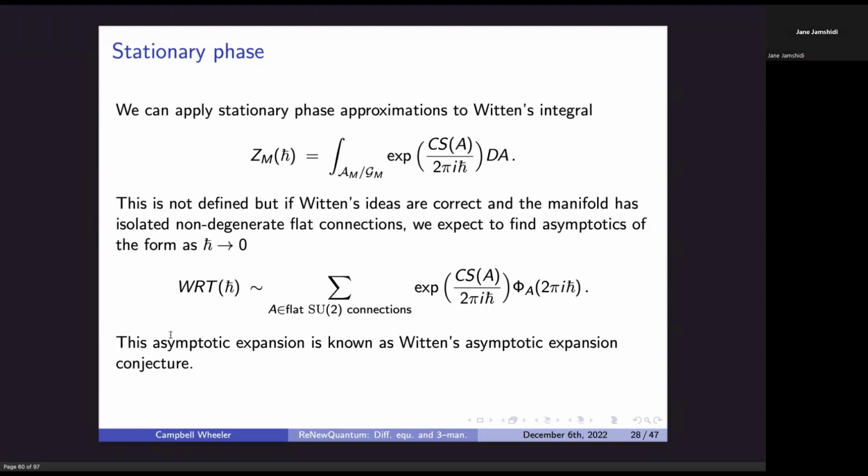In particular, for the WRT invariant, when we have the closed manifold, we'd expect, if Q is e to the h bar and we send h bar to 0, to see asymptotics of this form. We expect to see a sum over SU2 connections, with the classical action associated to each of those giving the exponential growth, and then a full asymptotic series attached to each of those. This would just follow if the integral made sense, but it becomes a conjecture, known as Witten's asymptotic expansion conjecture.